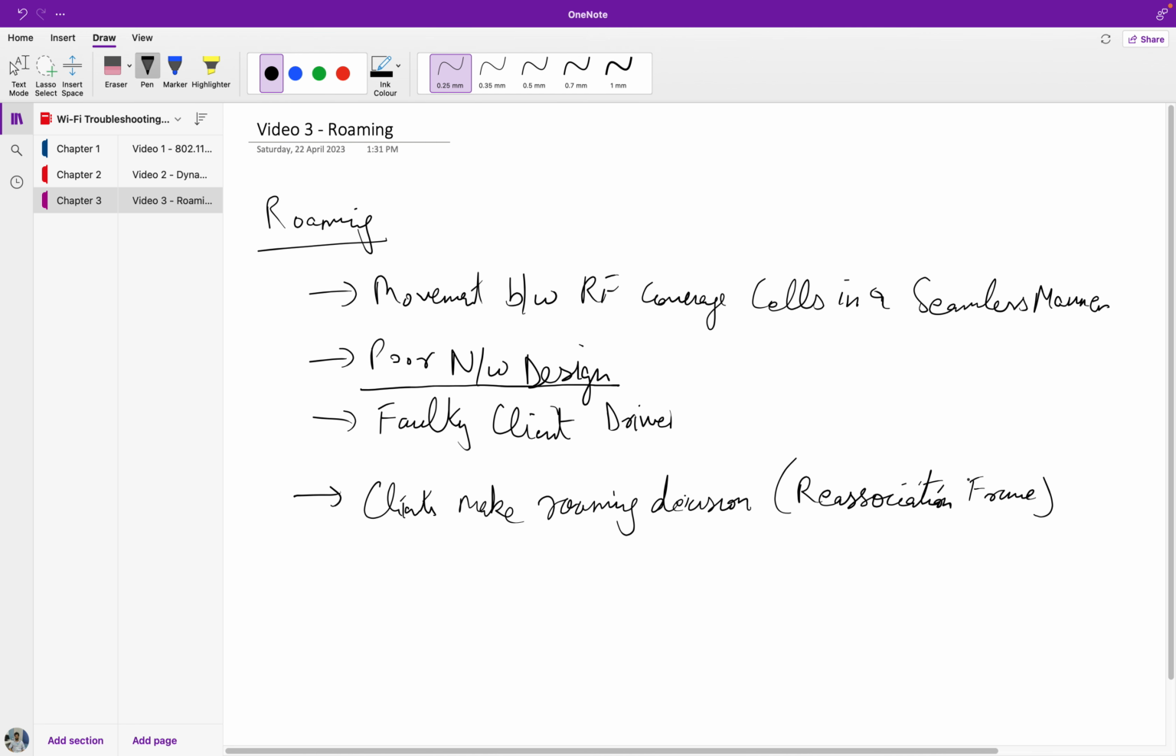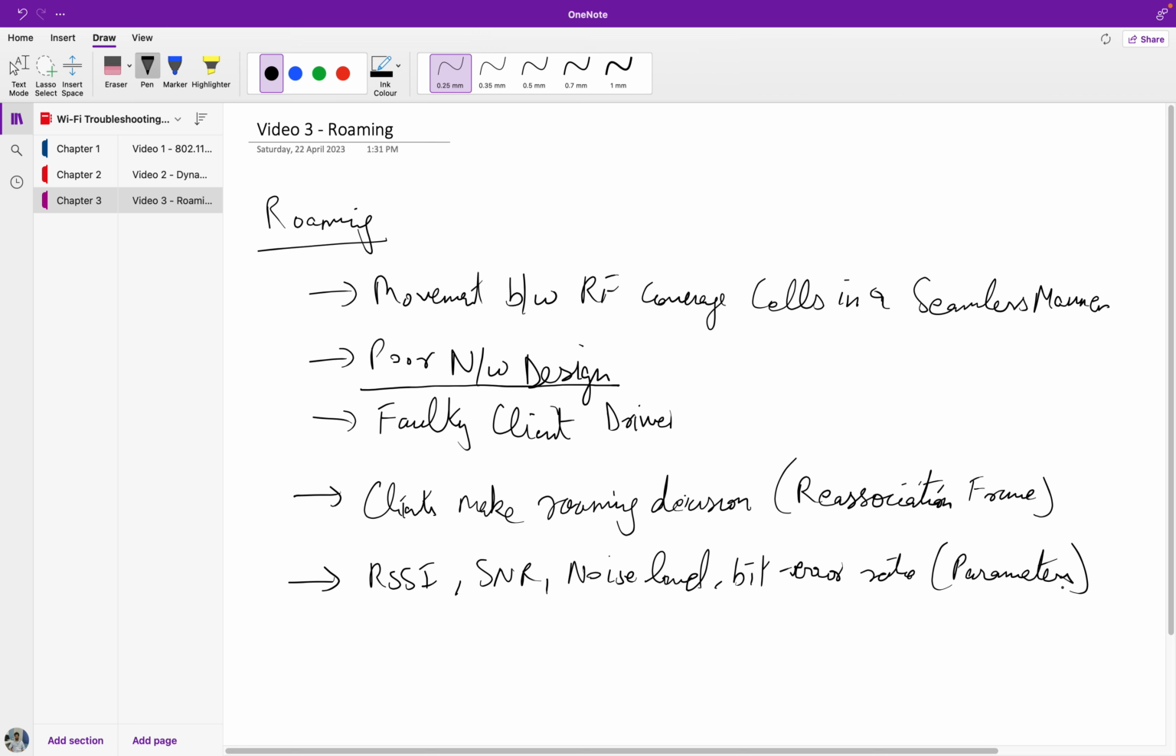Okay. So what parameters are checked by the clients when they roam? They check the RSSI value, the noise level, the bit error rate, SNR, and the noise level of the target AP. These are some parameters they look at when they decide that they want to roam, right?